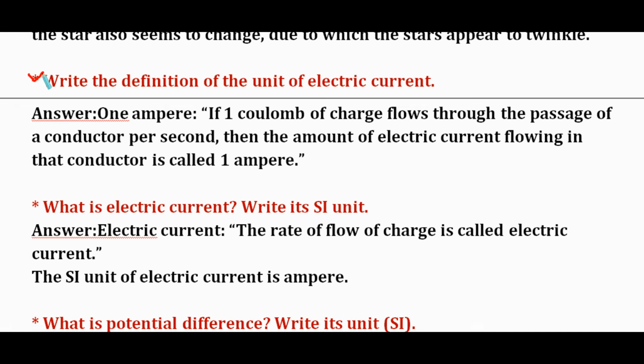Next question. Write the definition of the unit of electric current, 1 ampere. If 1 coulomb of charge flows through the cross-section of a conductor per second, then the amount of electric current flowing in the conductor is called 1 ampere. Next question. What is electric current? Write its SI unit. The rate of flow of charge is called electric current. The SI unit of electric current is ampere.